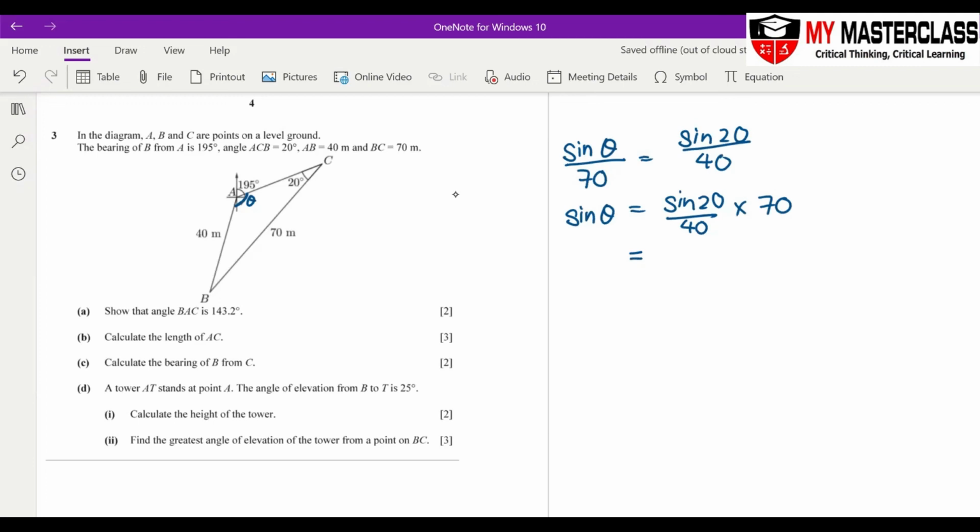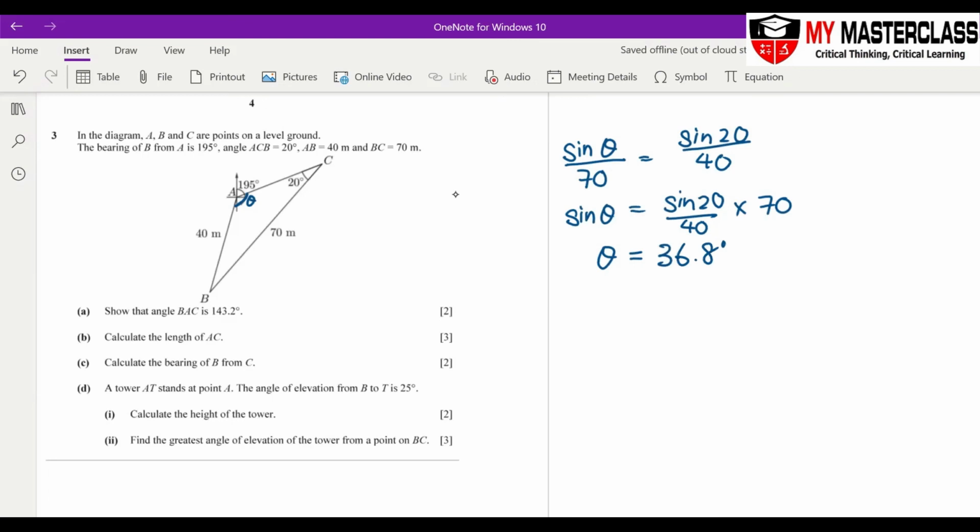Then you realize that your theta is equal to sine inverse of this whole thing, in degrees, not radians. 36.8, right? You realize that no matter how many times you do it, something is wrong, because the question says it is 143.2.